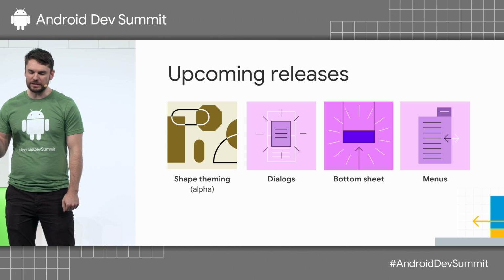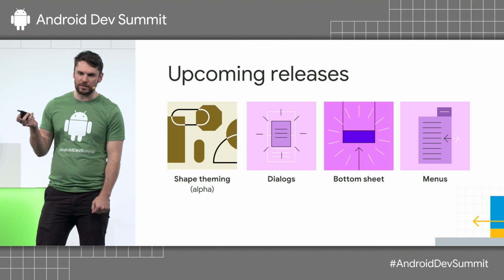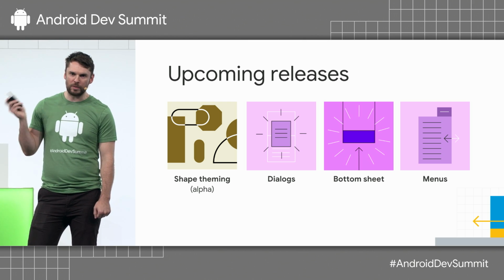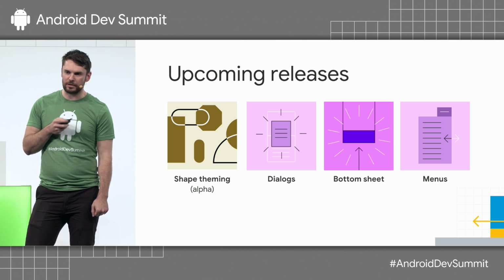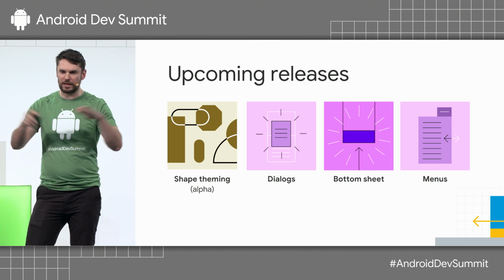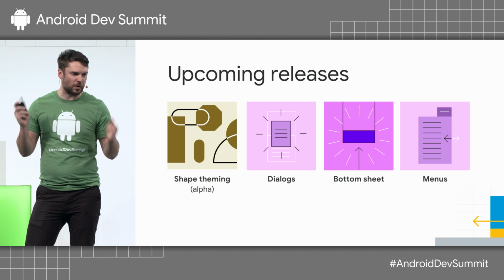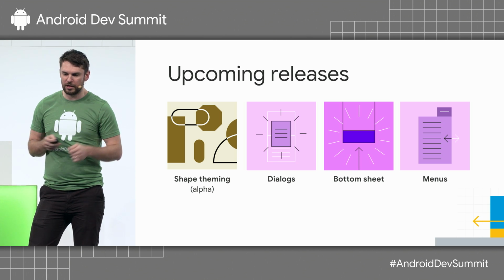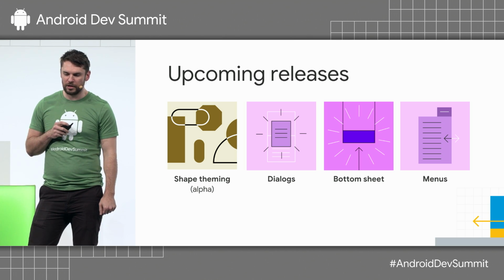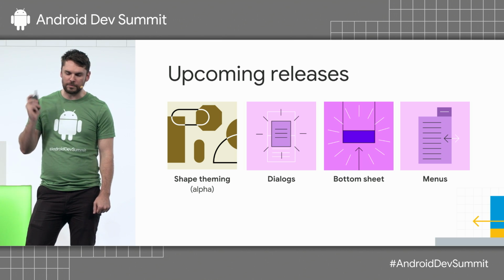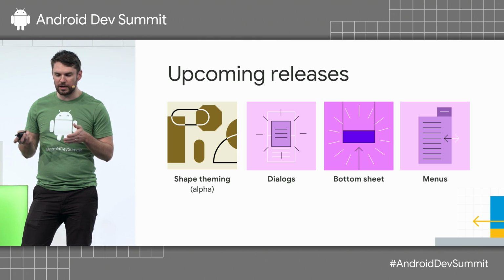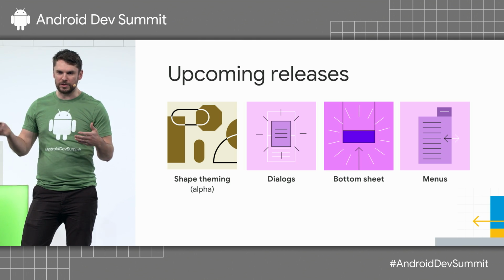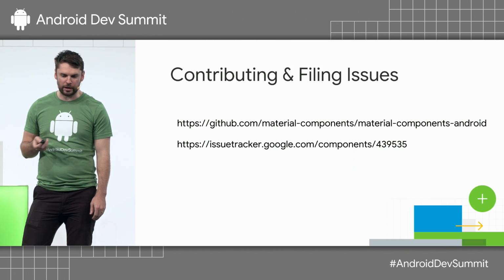In the upcoming releases, we're going to have the shape theming, which I talked about. In 1.1 Alpha, the shape theming subsystem exists, but none of the components are actually responding to those themed attributes yet. But with the next release, it should. We also updated some styling for dialogs, bottom sheet, menus, those sorts of things are all coming.